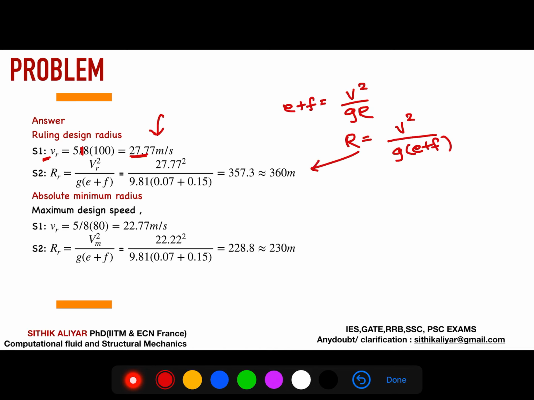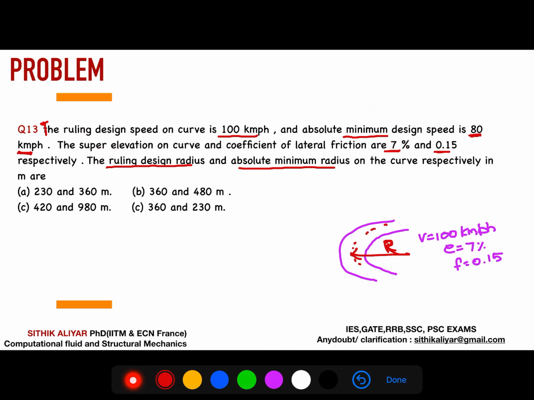And e is given as 0.07. You can see here, g is 9.81, e is 0.07, and friction is 0.15. And v square, since I have already converted into meter per second, I am using that directly: 27.77 whole square, which gives 357 meter, approximately 360 meter. Because it is in the options, you can see this 360 meter. So now we have 2 possible answers.